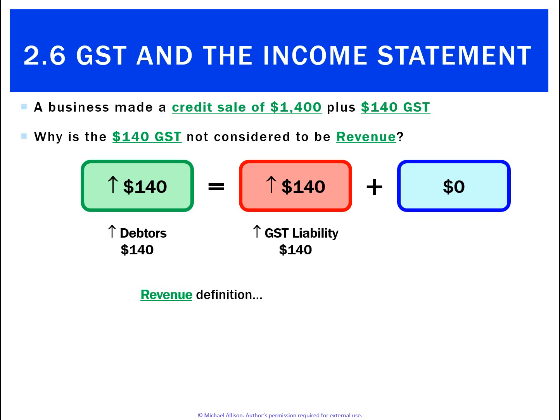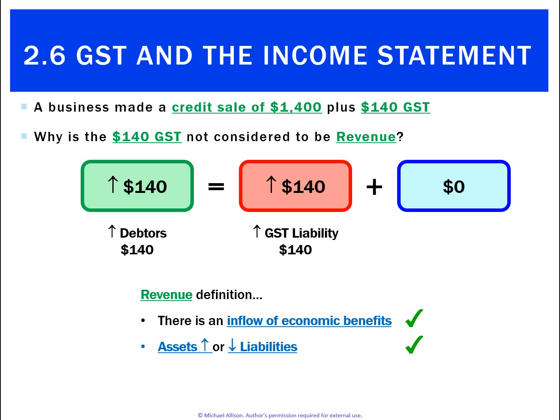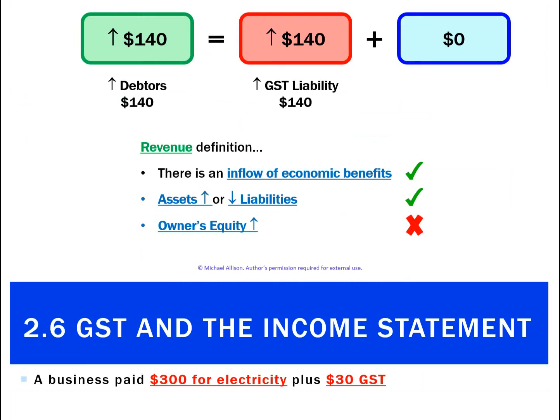So looking at the revenue definition again, is there an inflow of economic benefits? There is. A debtor is going to owe us money. Has there been an increase in assets? There has. Debtors has gone up, but again, it's the last part. Owner's equity does not go up, so therefore this can't be classified as revenue.